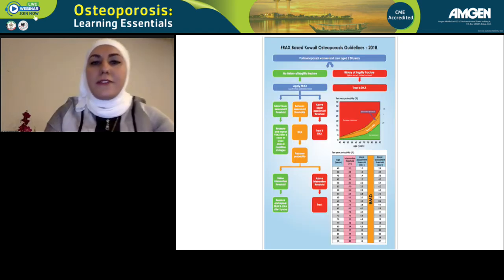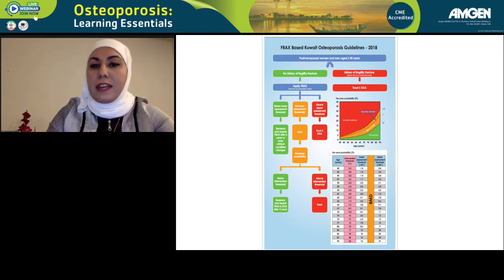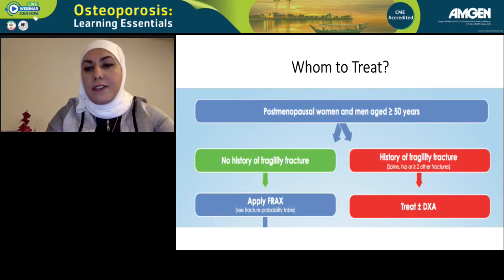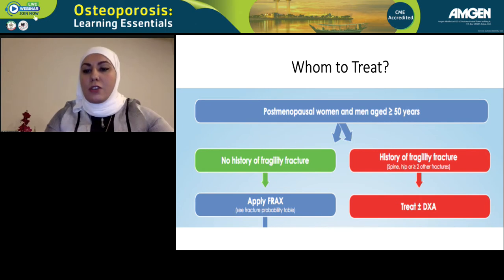This is the FRAX-based Kuwaiti osteoporosis guidelines. It was done in 2018. So whom do we treat? We see postmenopausal women and men aged 50 and above. If they have a history of fragility fracture, spine, hip, or two or more other fractures, then we need to treat the patient with or without DEXA. We can do DEXA just to compare after treating the patient, to see if there is any improvement.